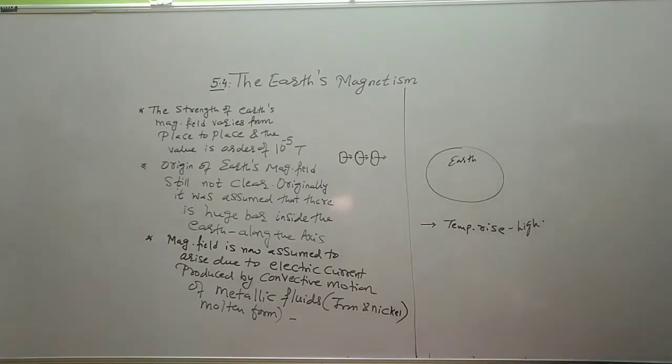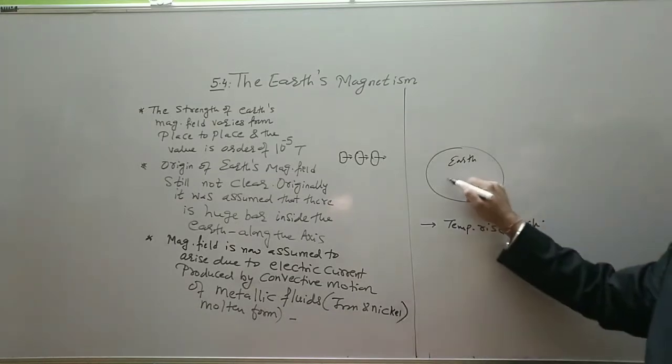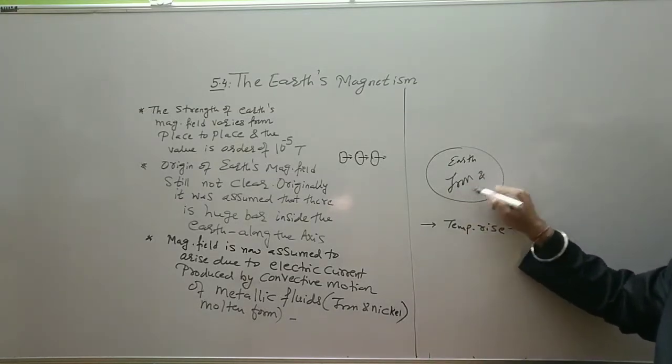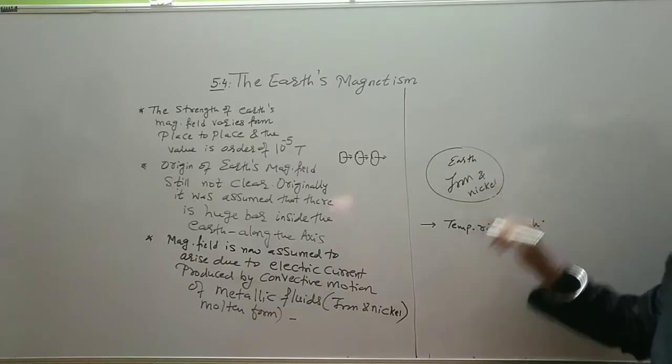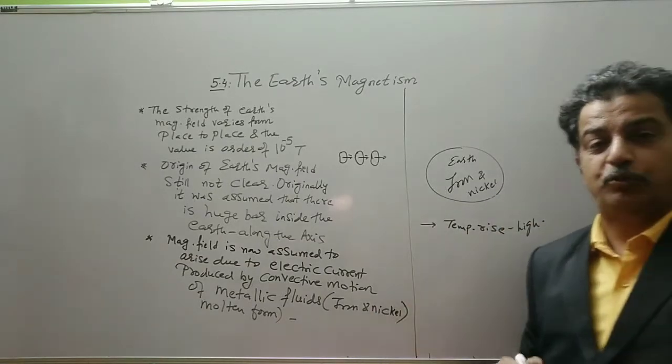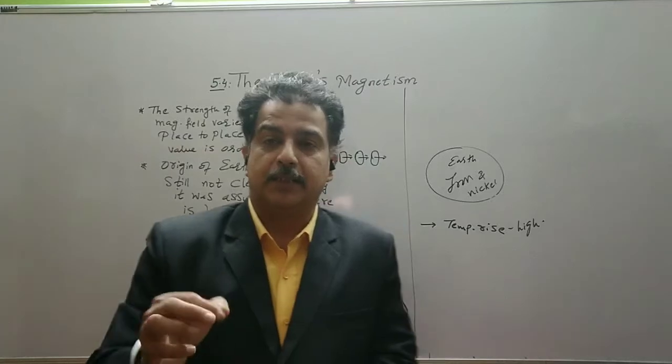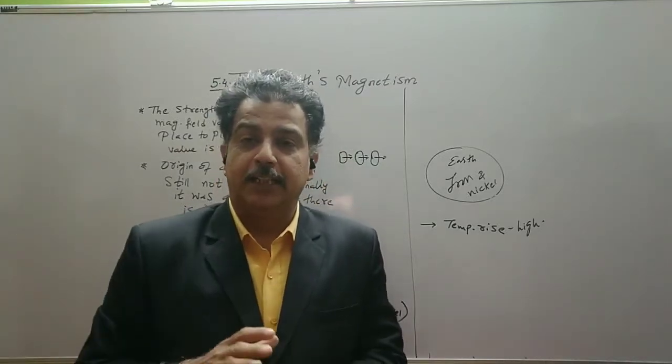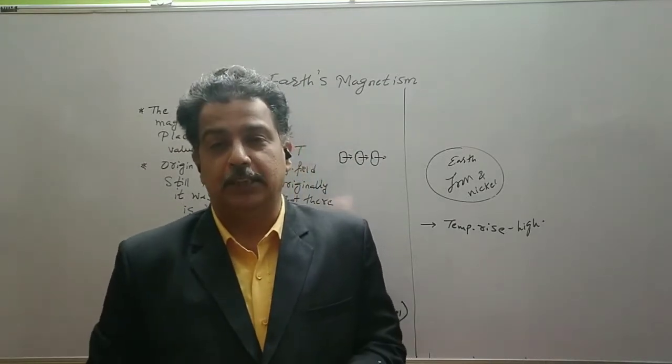Then what was the other assumption? This iron and nickel exist in molten form and the temperature is very high. Now this temperature is very high as compared to their ionization potential.